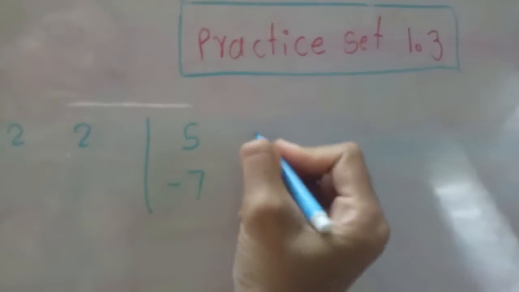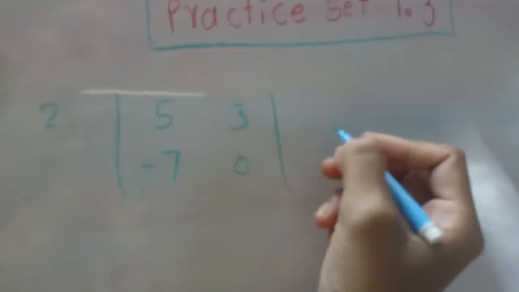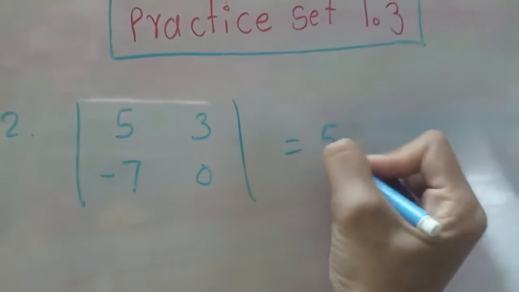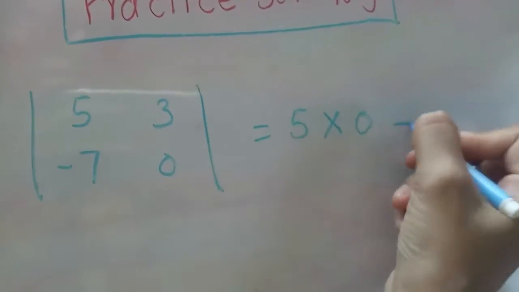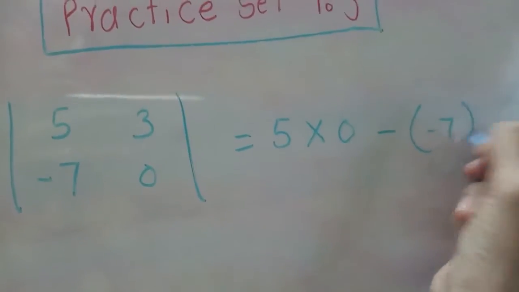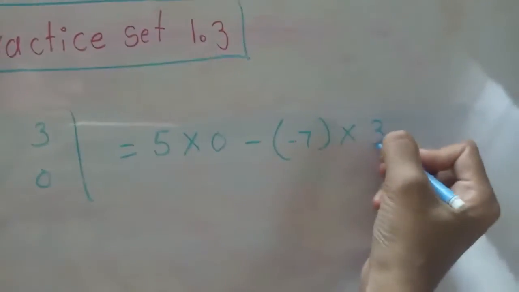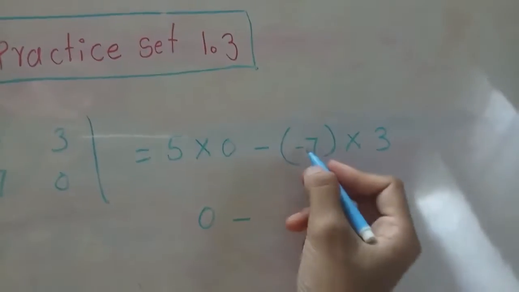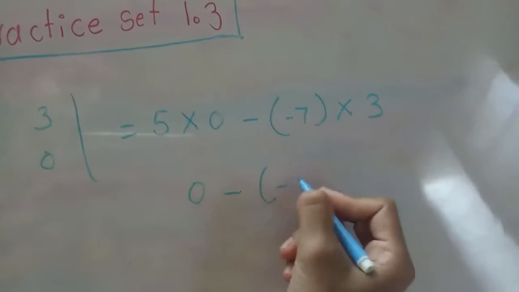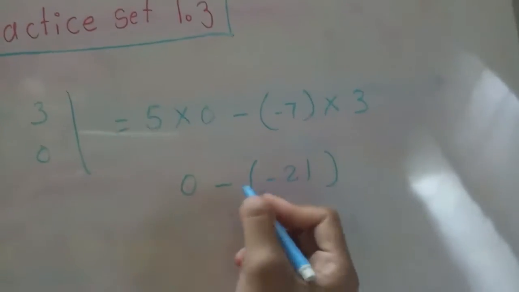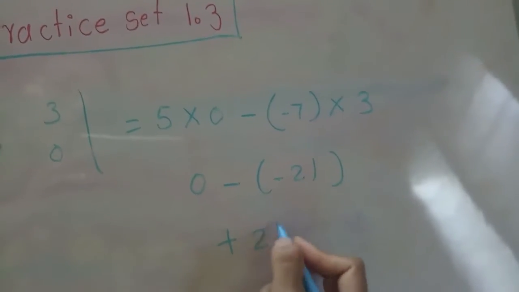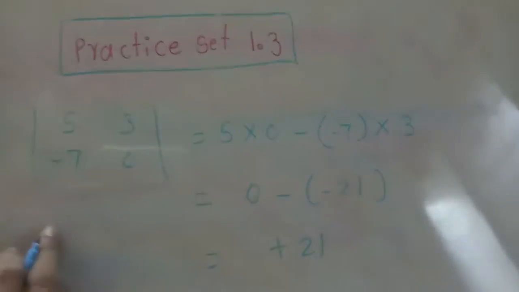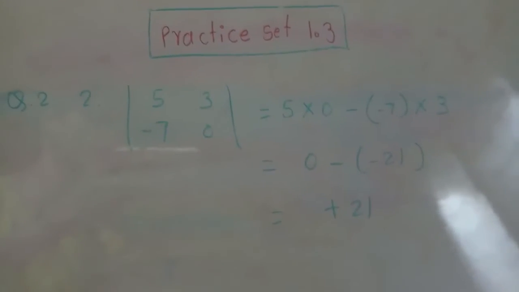Determinant is 5, -7, 3 and 0, is equal to 5 into 0 minus -7 into 3. So 5 into 0 is 0 minus 7 into 3 is minus 21. So minus plus 21. So the value of the determinant is 21.